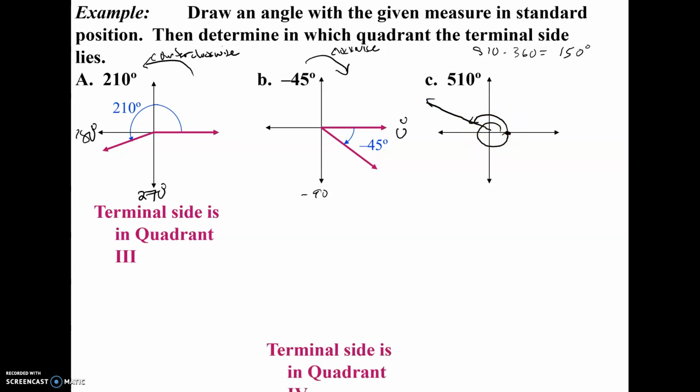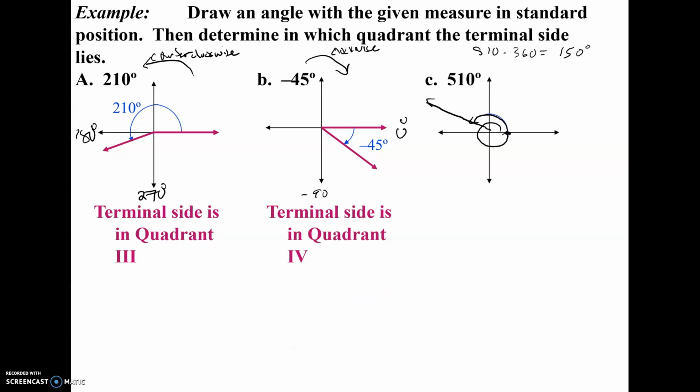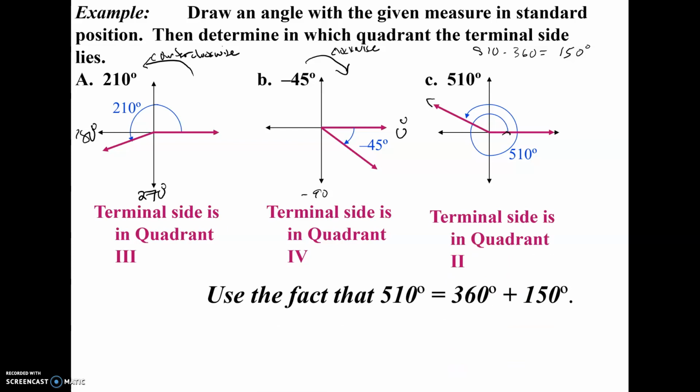Now I have it done out here a little bit nicer. So I'll erase this. And there we go. Okay. So that's basically drawing those. Okay. So I use the fact that 360 plus 150 is 510.